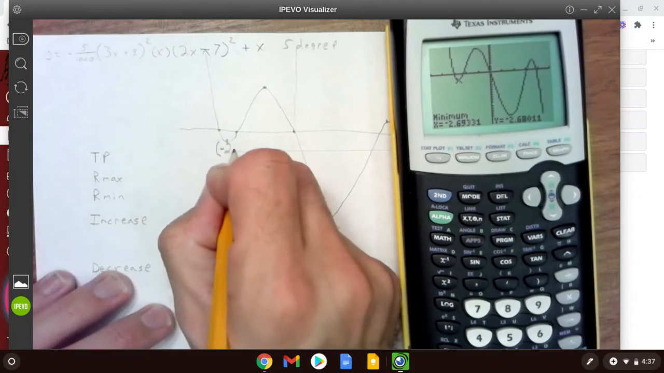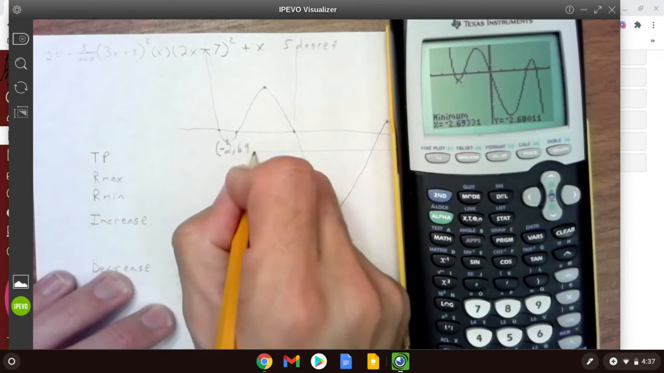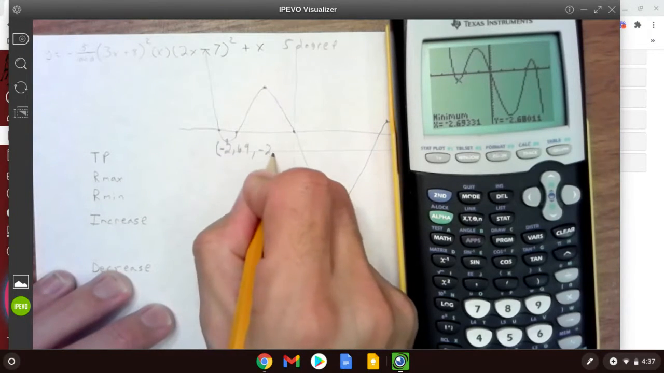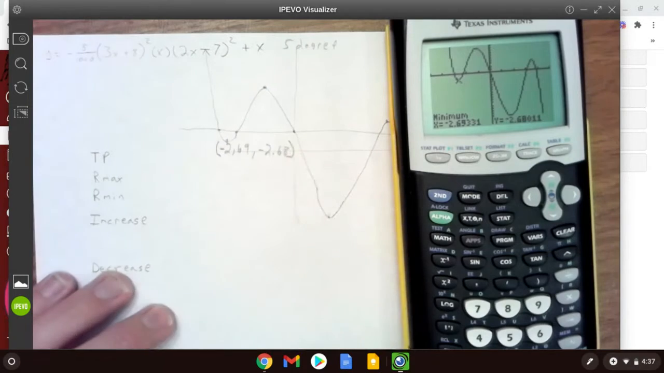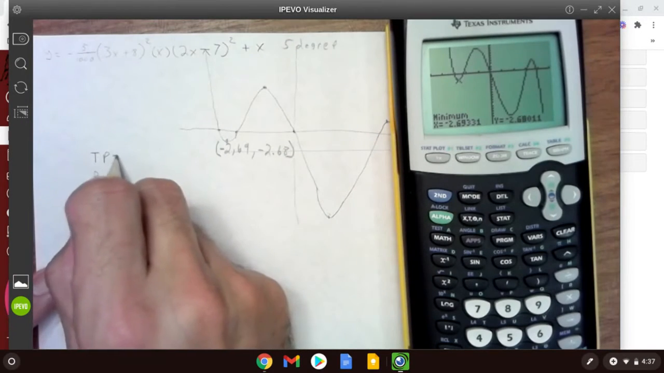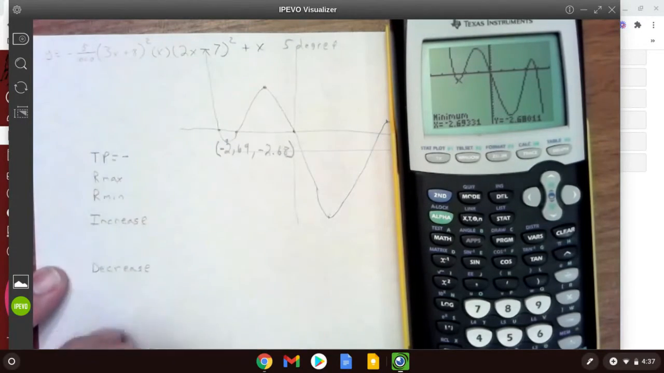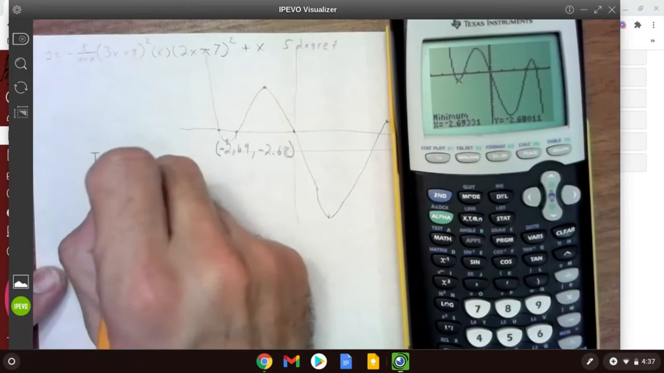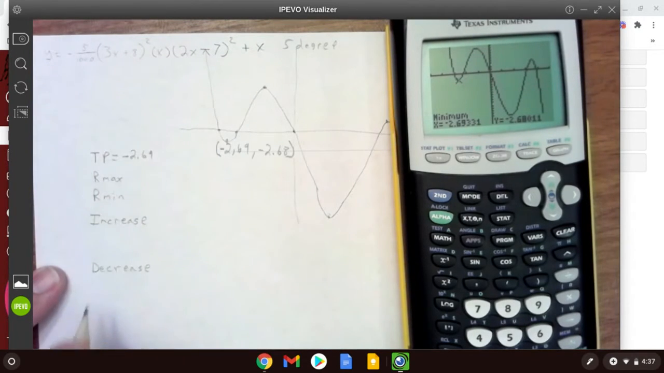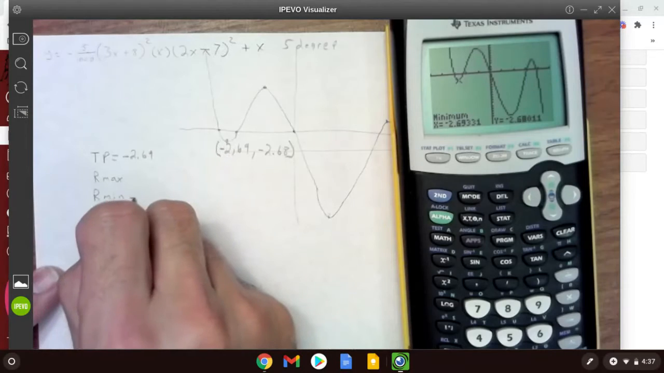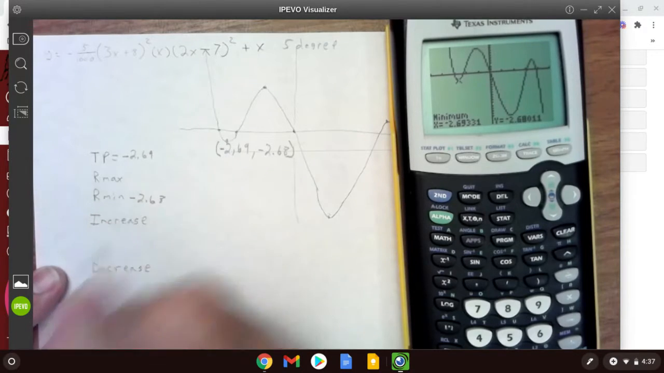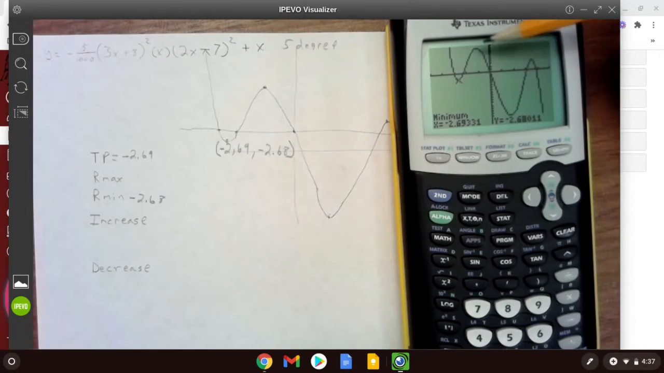Negative 2.69, comma, negative 2.68. So the turning point is at negative 2.69. That is a minimum of negative 2.68. All right, that's my next one.